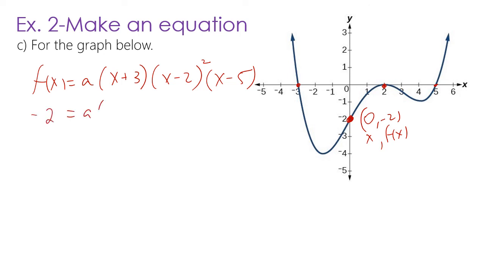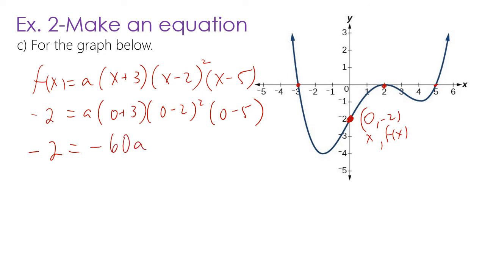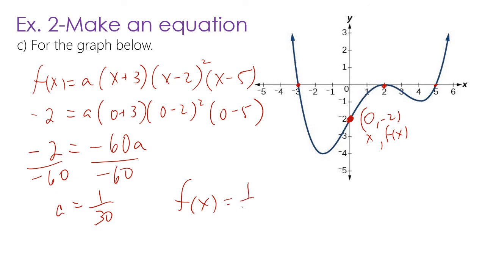So -2, put in 0 for all your x's. Use your calculator. You should get, I believe, -60 a. Divide both sides by that. Reduce. A equals 1/30. Final equation. 1/30 x plus 3, x minus 2 squared, x minus 5.